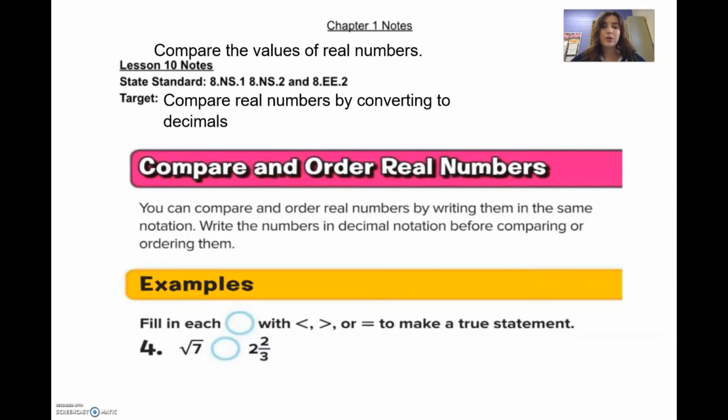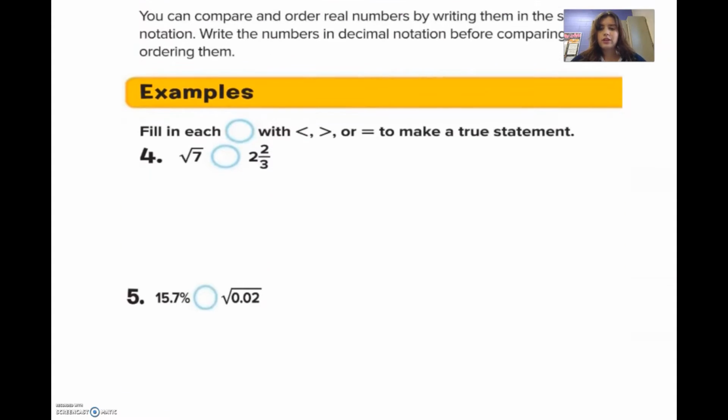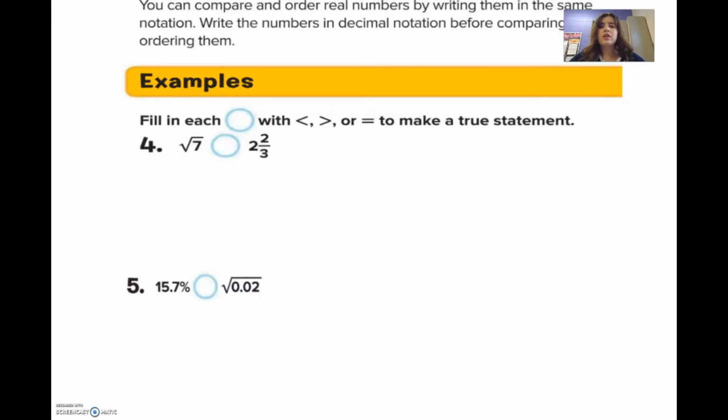Hi everybody, so we're on to lesson 10. We're going to compare real numbers by converting them to decimals. So we're going to scroll down here to our example. Okay, so it tells us to fill each circle with a less than, greater than, or equal to sign.